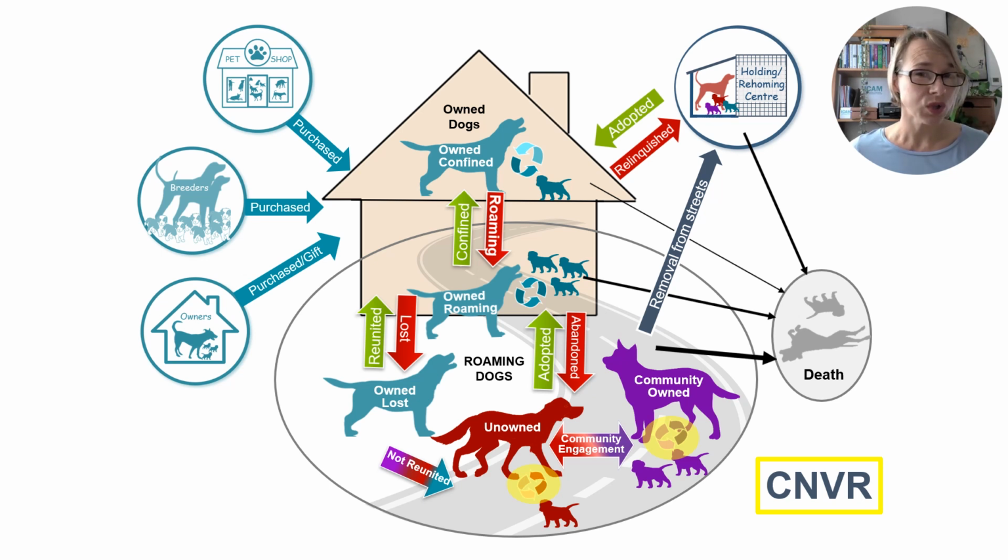Now, there are two very important additional processes that CNVR can influence, and those are removal from the streets to shelters and culling. CNVR presents a humane alternative to these two stray control measures.